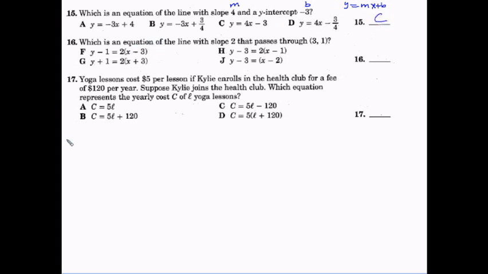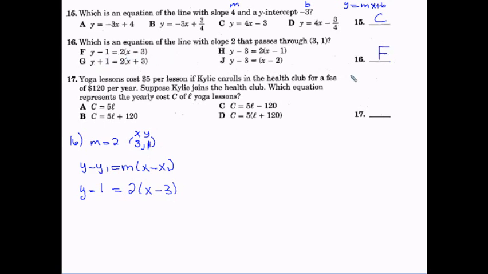Now we have a little bit more to do. We have a slope 2, and then we have the point 3,1. This is x, this is y. Oh, and it's in point slope form. So point slope form is y minus y1 is equal to m times x minus x1. So I have y minus 1, that's my y, is equal to 2 times x minus 3, so that's F.